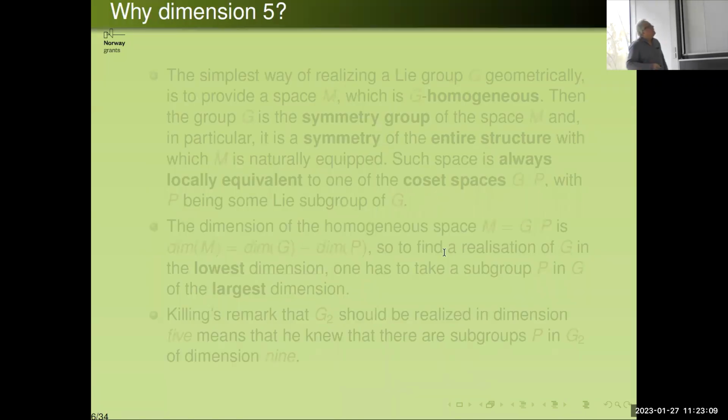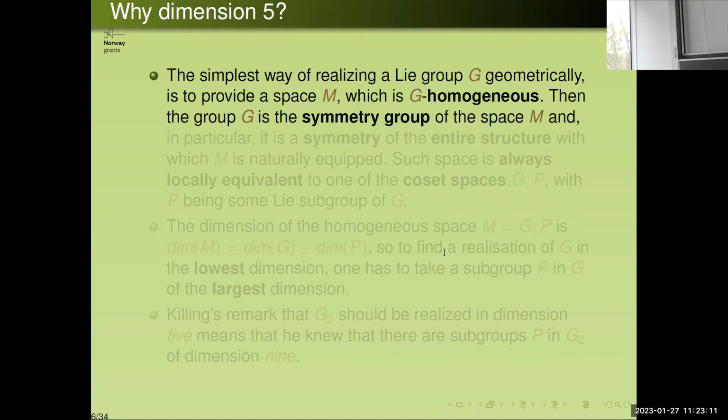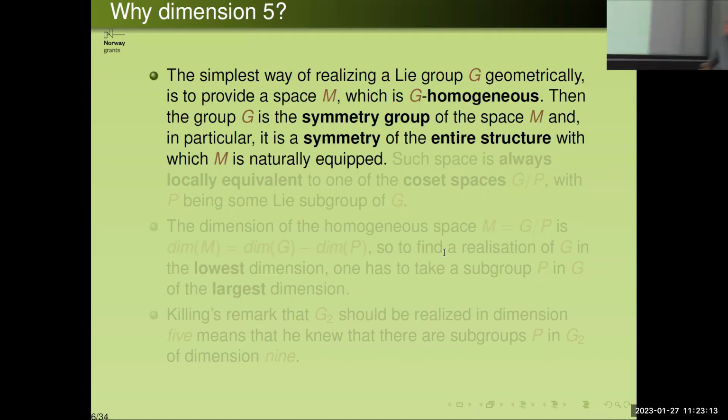So why dimension 5? So the simplest way of realizing a Lie group geometrically is to provide a space which is G homogeneous. Then the group is the symmetry group of the space M, and in particular, it is a symmetry of the entire structure with which M is naturally equipped.